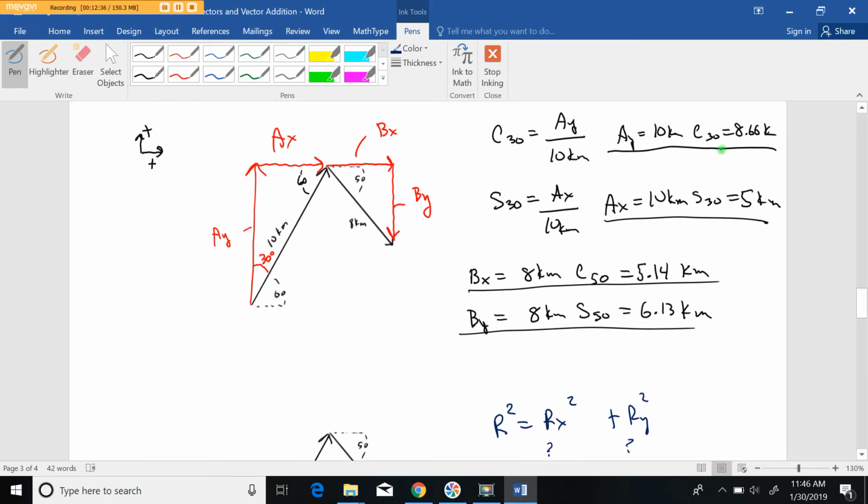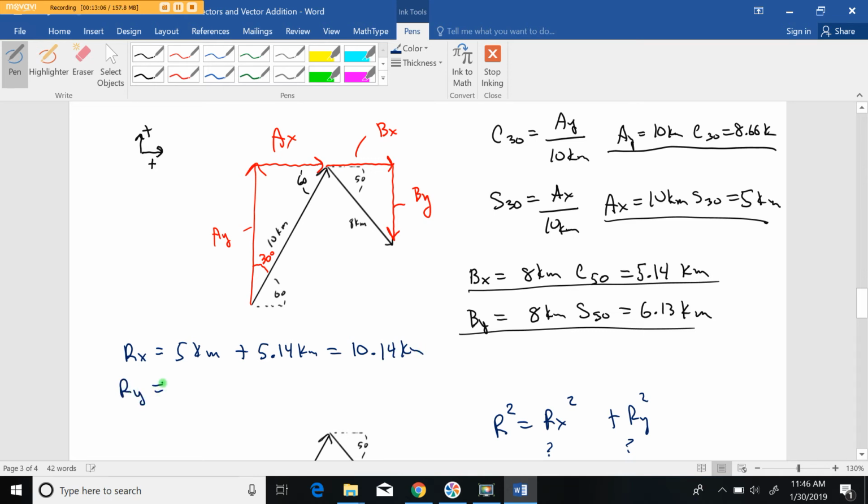Rx we can get by adding the x component of vector A, which is this, to the x component of vector B. They're both to the right and they're both positive, so I'm going to go ahead and do this right here. So Rx is going to equal 5 kilometers plus Bx, which is 5.14 kilometers. We get 10.14 kilometers.